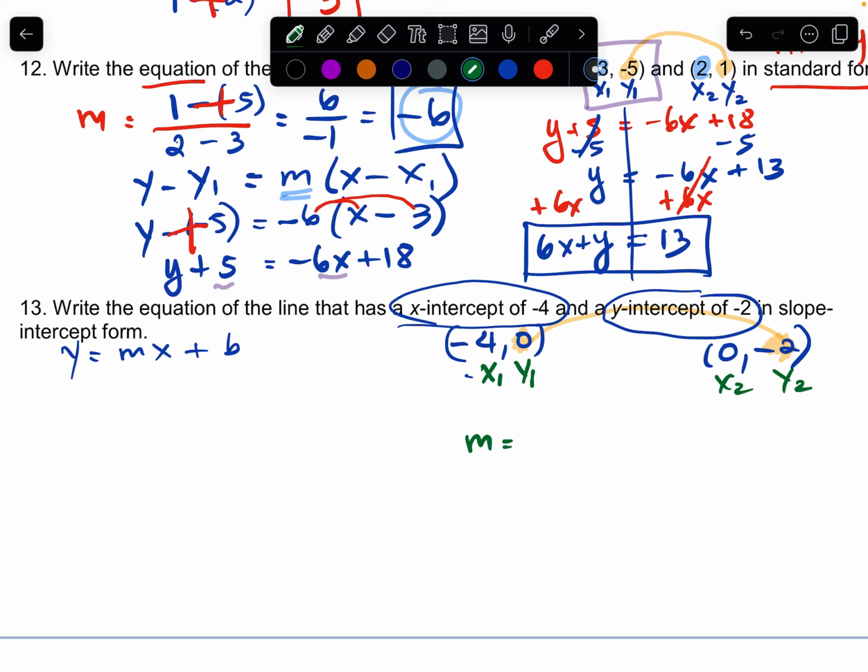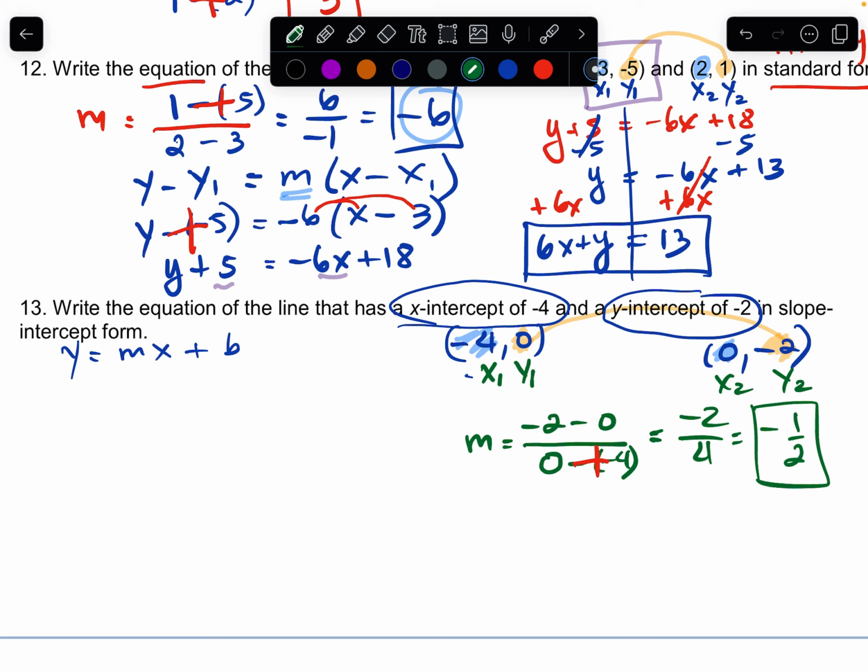So m is equal to negative 2 minus 0 over, and let me highlight the blues really quick, the x's. Your x's are here. So that's going to be 0 minus a negative 4. That's equal to negative 2. And again, negative and a minus becomes plus. So this becomes 4, which is equal to negative 1/2.